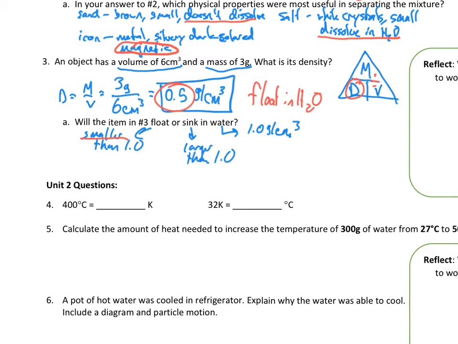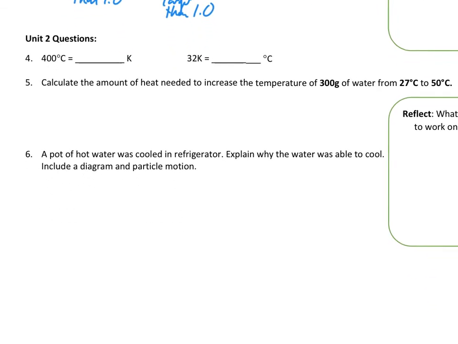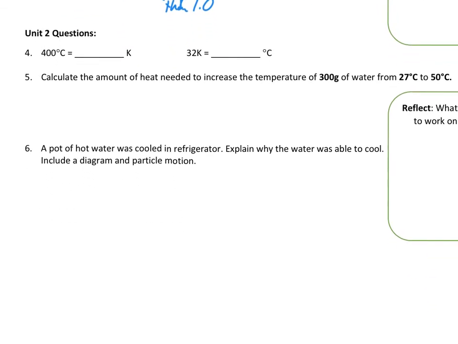Moving on to Unit 2. Okay, so I've got some temperature conversions here: 400 degrees Celsius into Kelvin and 32 Kelvin into Celsius. So if I need a Kelvin temperature, it is the degrees Celsius plus 273. And if I need the Celsius temperature, it is the Kelvin minus 273.